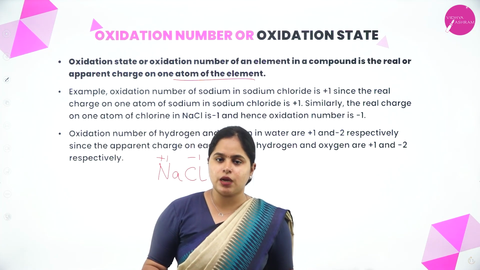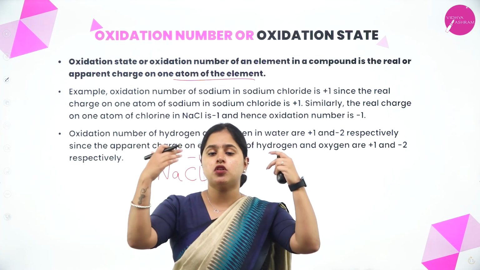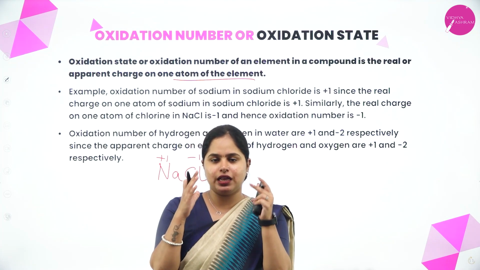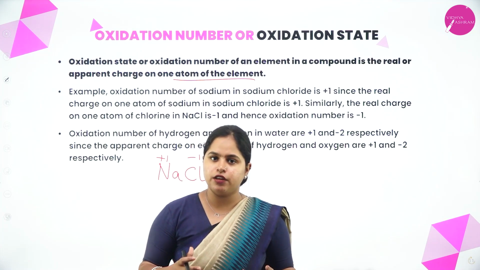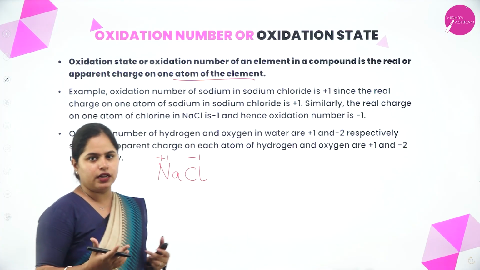So how can you determine all this oxidation number or oxidation charge? It is based on a set of rules. So once you are clear with the set of rules, we can calculate the oxidation number for any atom given in a compound, right?